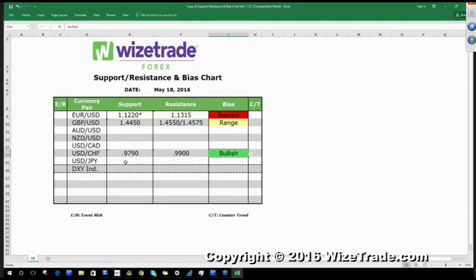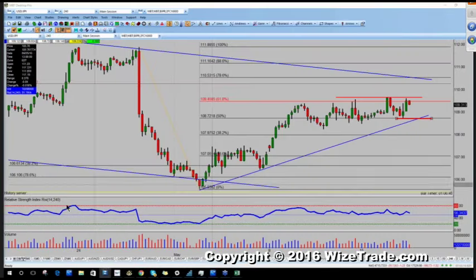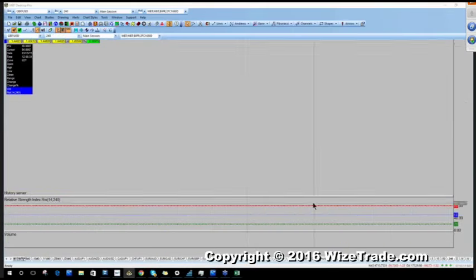108.60, 108.70, 109.66. And this range is still threatening to turn bullish. The cable just popped all those stops.